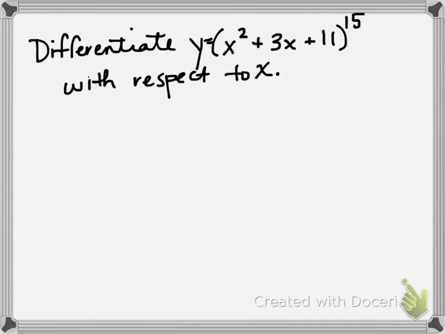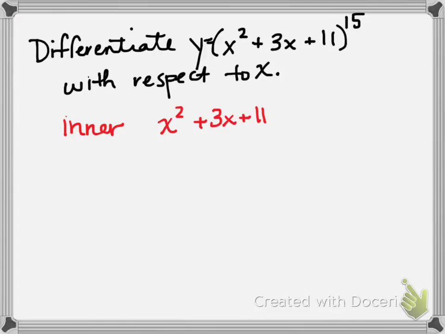How can we tell? If we were going to evaluate this function at a particular x value, let's say we were going to figure out what y is when x is 2, we would first figure out what x squared plus 3 times 2 plus 11 is. We'd first really try to do that base, and then after we got that answer, we would raise it to the 15th power. So there's a function inside a function. So this is a composite function.